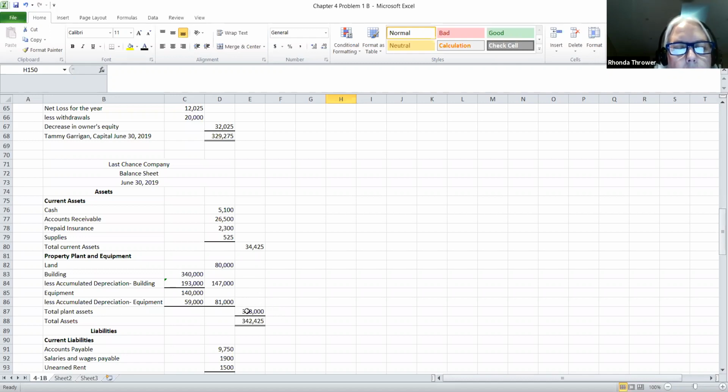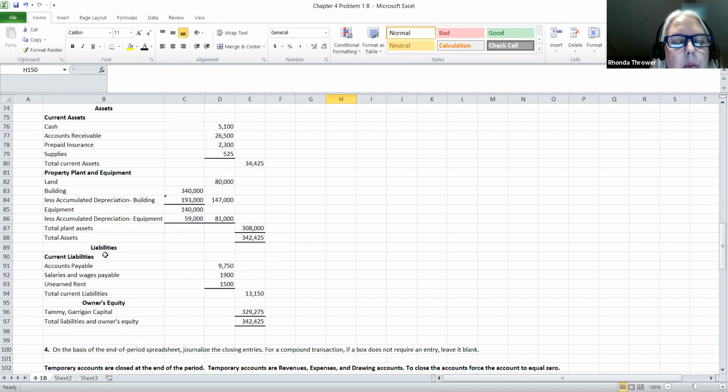My total plant assets are going to be combined with my total current assets to get my total assets. The total assets for this company is $342,425.